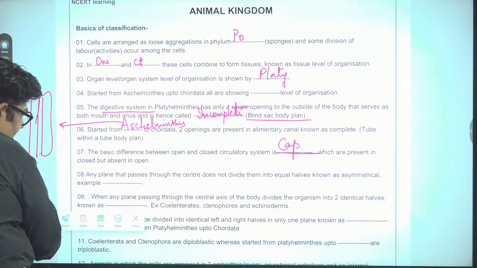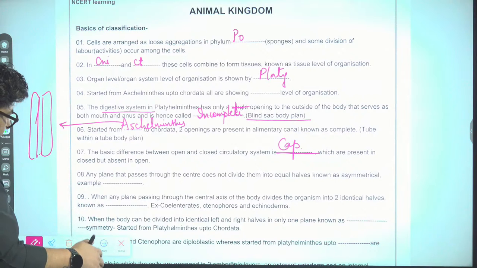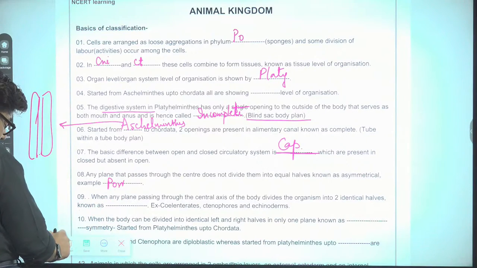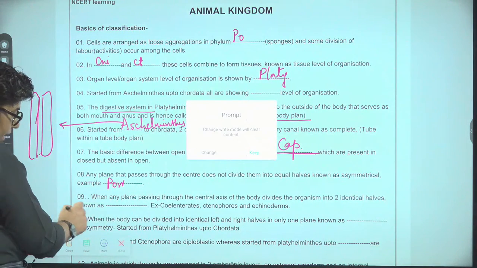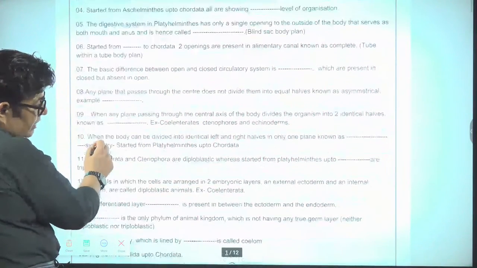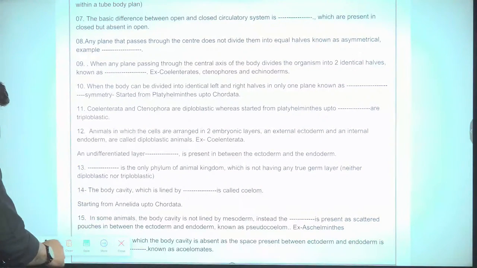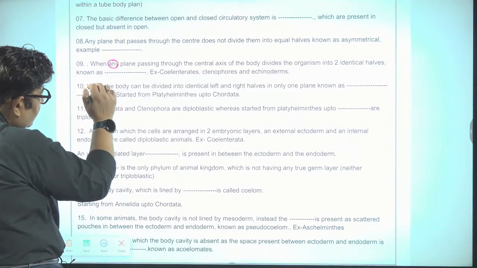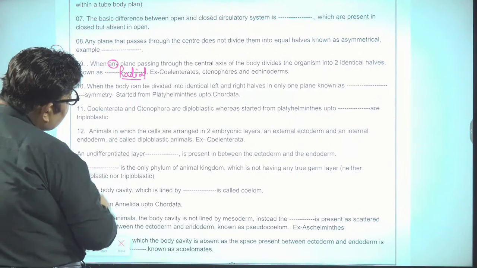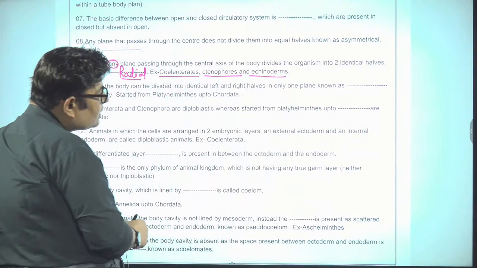Any plane that passes through the center does not divide them into equal halves, known as asymmetrical. Example of asymmetrical? Yes, poriferans are an example. When any plane passing through the central axis of the body divides the organism into two identical halves, this is known as radial symmetry. Example: Cnidaria, Ctenophora, and adult Echinodermata.